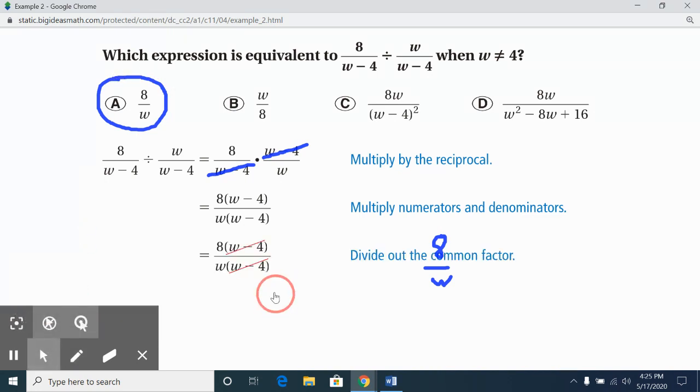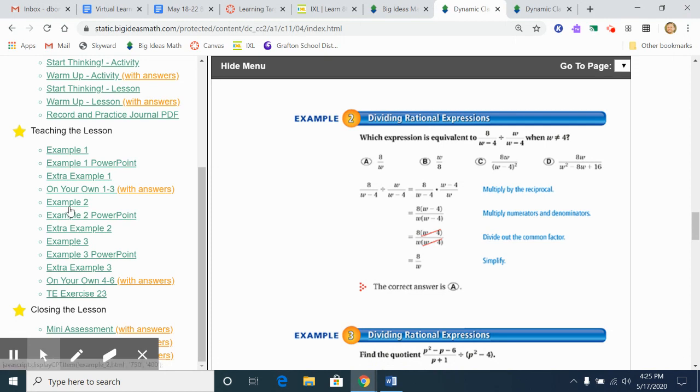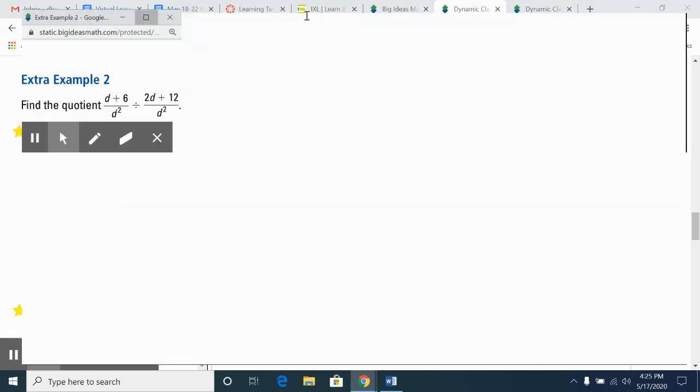If we look at what the book does, again, they multiply first and then cancel or simplify, to get 8 over w here. Let's look at an extra one. I'll go through my thought process with you.